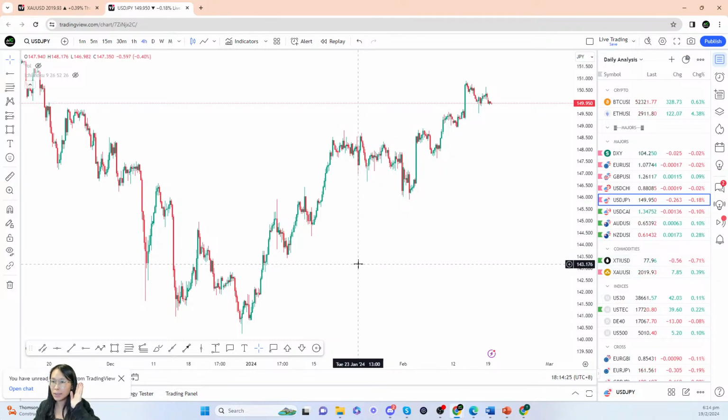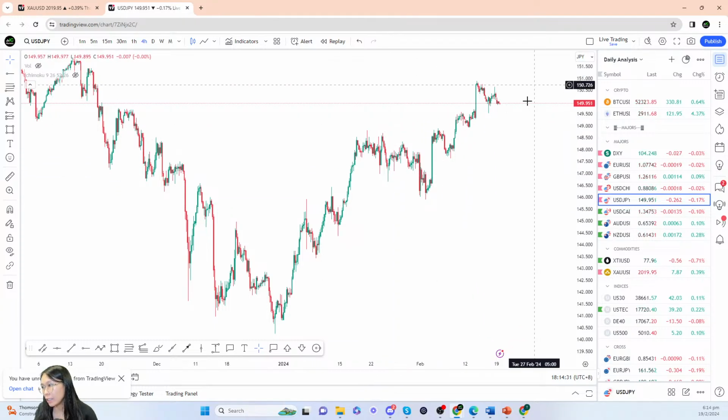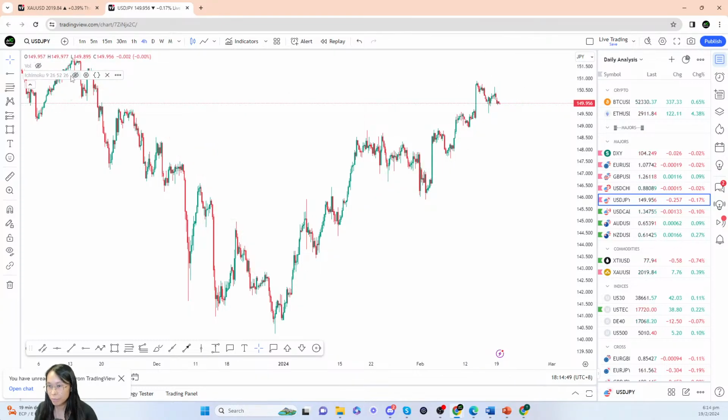Now looking at the dollar yen. Looking at the chart, you can see that it's bullish. It's making higher high and higher low. Even on the Ichimoku it is still out of the Ichimoku cloud, but looks like it is coming down, entering the cloud pretty soon.